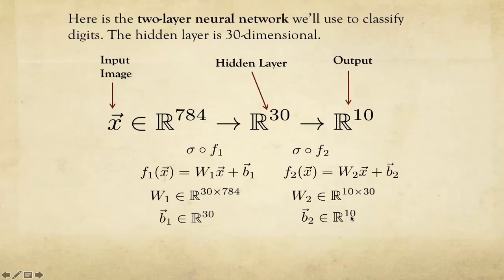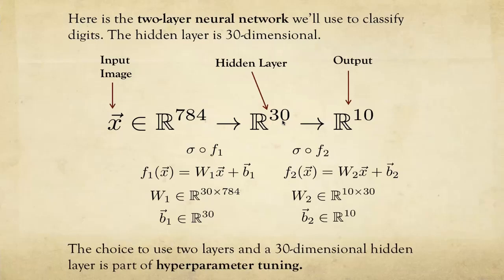So the question here is why do we choose 2 layers? Why can't we do 3 layers or 4 layers? And where did this 30 come from? Because it seems kind of arbitrary. And so this is all part of something called hyperparameter tuning.